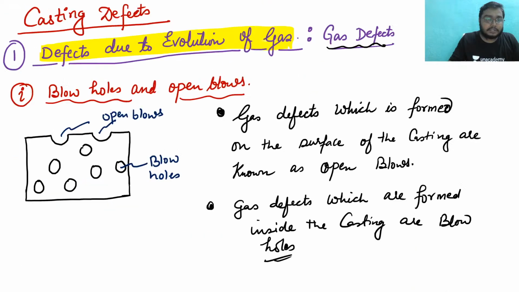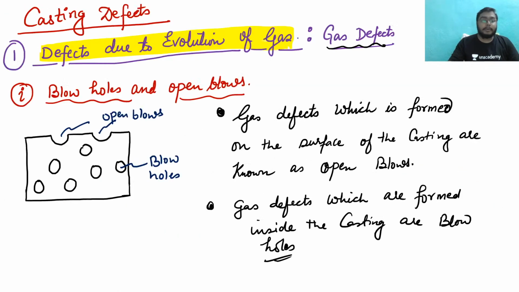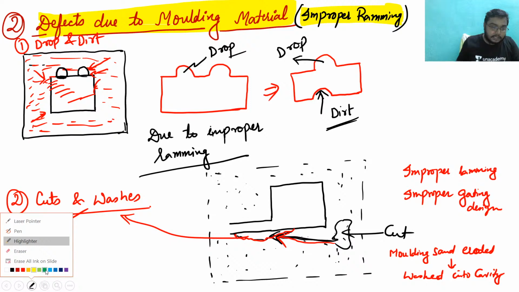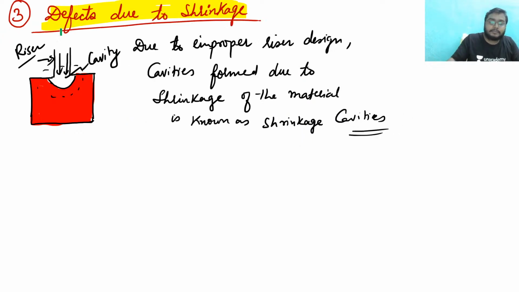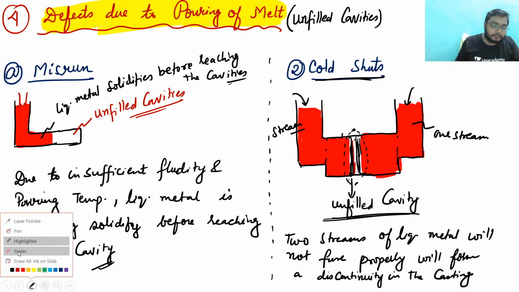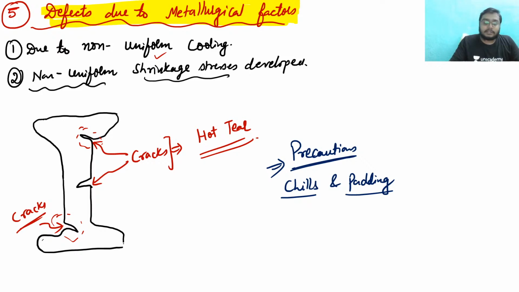So I have discussed casting defects like defects due to evolution of gas, and in this I have discussed blowholes, open blowholes, scar, blisters, pinhole porosities, and defects due to molding material. Whatever defects due to the molding material there would be, that is due to improper ramming. The first defect here is drop and dirt. Then cut and wash, and scab. Defects due to shrinkage we have seen. Next, defects due to the pouring of melt we have seen. The first is the misrun, and there are cold shuts. And defects due to metallurgical factors we have seen.